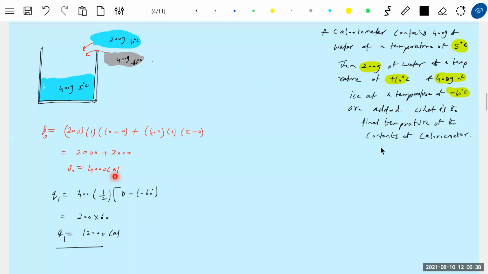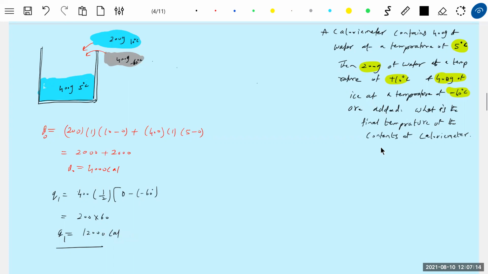But how much is available? Only 4,000. So what do I expect? I think melting the whole ice is not possible. First of all, the temperature of the ice will not even become 0. So what is the possibility now? What do you expect the temperature to be? It should be less than 0, should be negative. How to calculate that negative temperature?